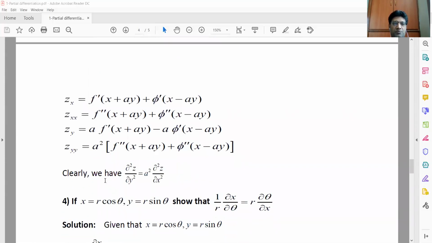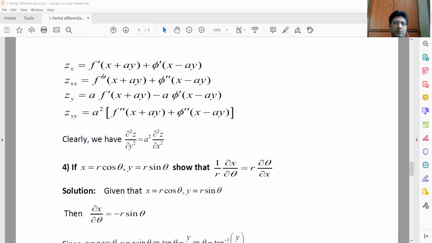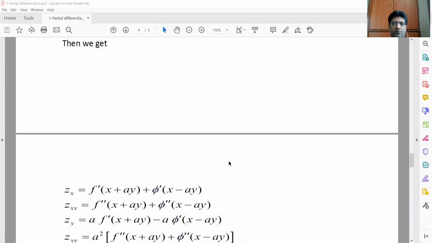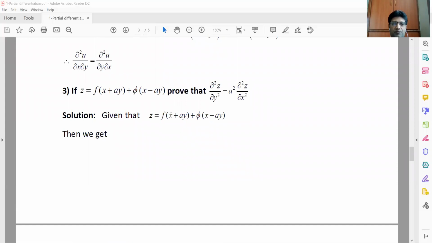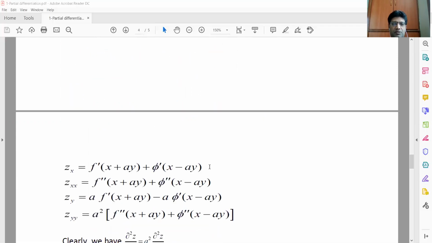Now one more time with respect to x, this becomes f double dash of x plus ay plus y double dash of x minus ay. Now with respect to y, if you do this one, this becomes f dash of x plus ay into a, plus y dash of x minus ay into minus a. So that is written here.